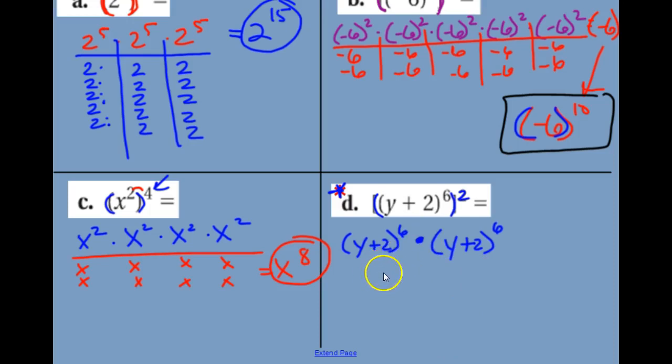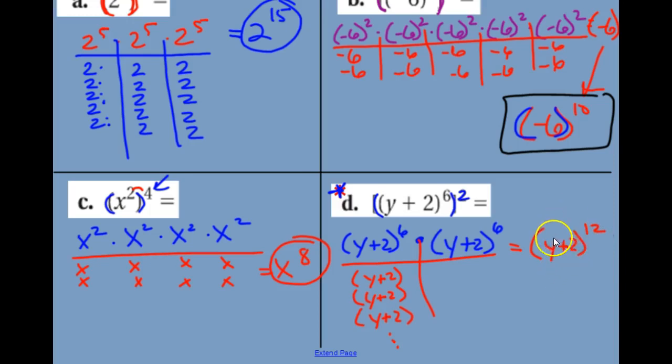Now, some of you might know each of these is going to be y plus 2, 6 times. Now, that's going to be a lot of work, so I'm going to stop. And I know that there are going to be y plus 2 how many times? Well, there's 6 here and 6 more, so it would be to the power of 12.